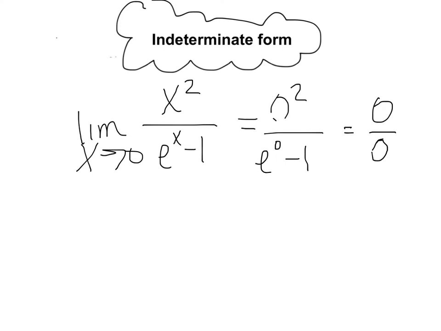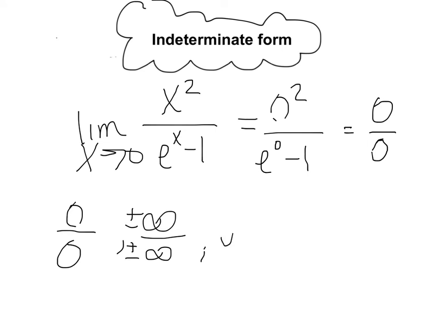So the forms that we're going to see in this section are 0 over 0, infinity over infinity, and that could be positive or negative infinity over positive or negative infinity. Infinity times 0, infinity minus infinity, 0 raised to the 0, or 1 raised to the infinity.